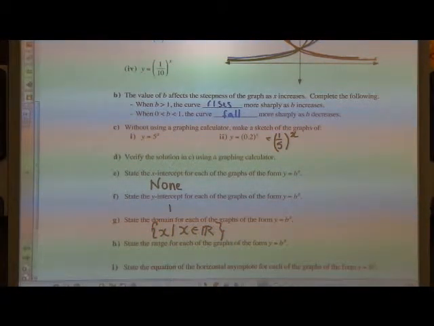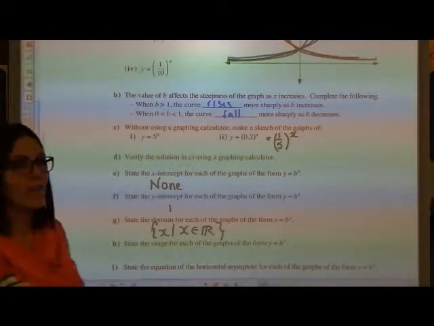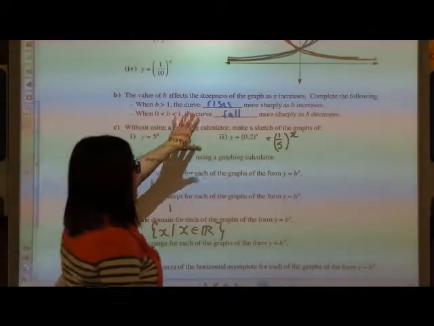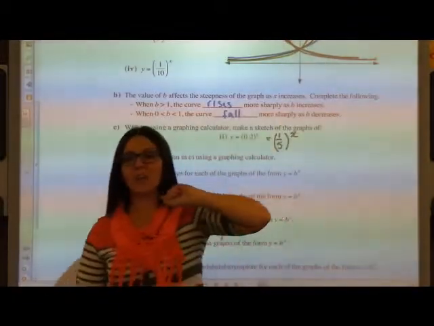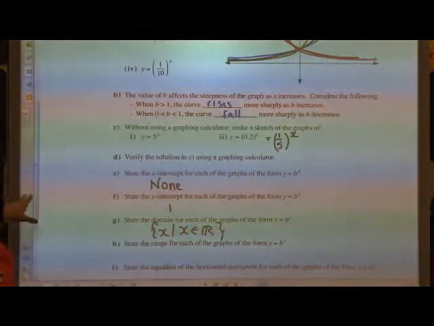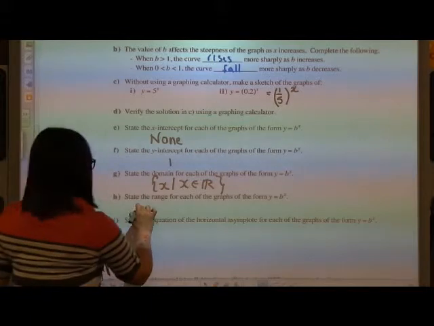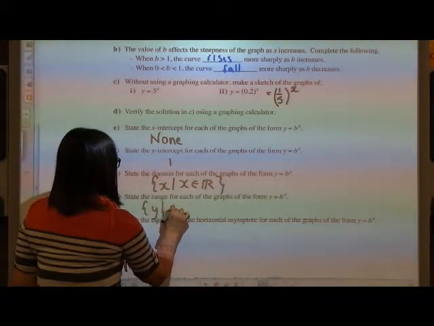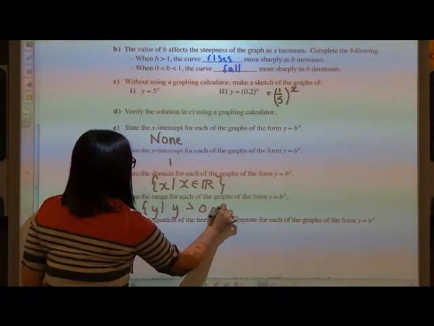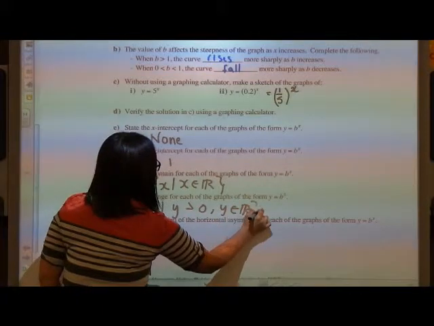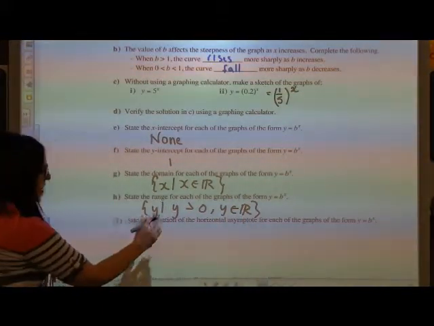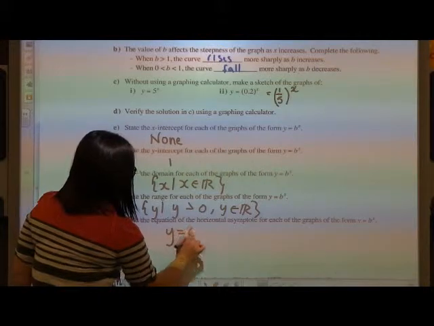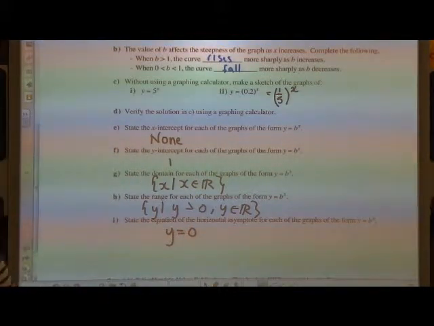The next part is stating the range. What are my possible y values? Well, my y values are all the positive values for y. So in this case, it's the set of y values such that y is greater than 0, not equal to 0, because 0 ends up being that horizontal asymptote. The graph gets very, very close to 0, but never actually crosses the x-axis, the line y equals 0.